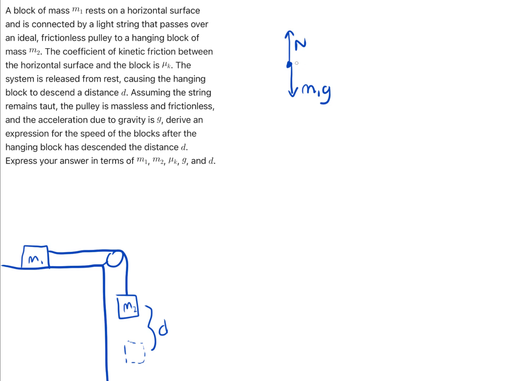To the right, we have the tension force from the taut string. And to the left, we have the force of kinetic friction that slows it down. Because we're assuming that m2 is going down, the pulley pulls m1 towards the right. So this is for block 1.